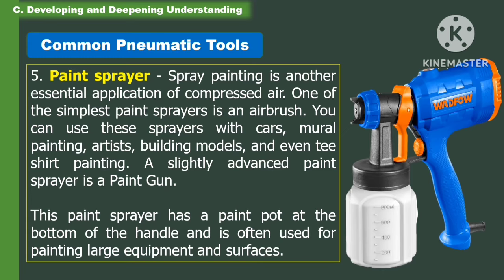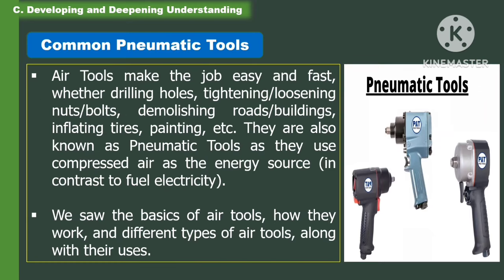A slightly more advanced paint sprayer is a paint gun. This paint sprayer has a paint pot at the bottom of the handle and is often used for painting large equipment and surfaces. So air tools make the job easy and fast, whether drilling holes, tightening, loosening nuts and bolts, demolishing roads and buildings, inflating tires, painting, etc.